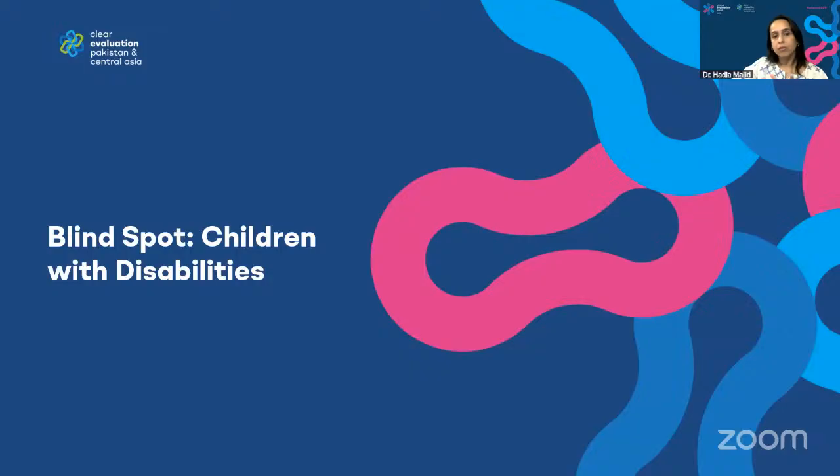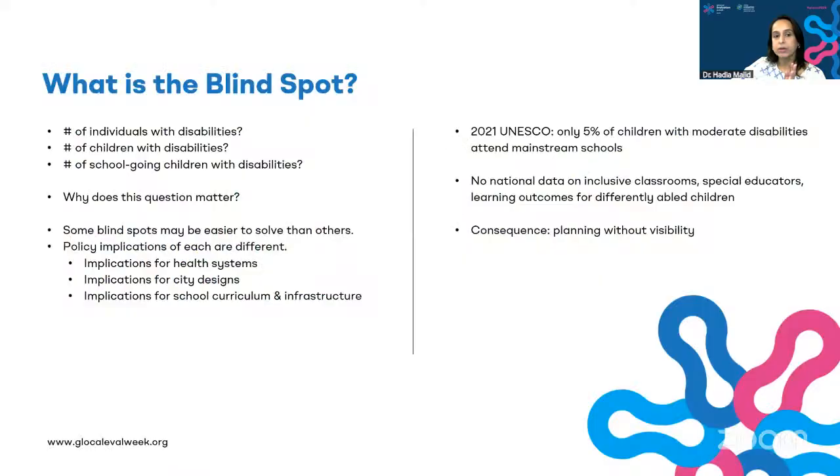So I'm now going to spend a little bit of time talking about these blind spots in a lot more detail. Now, what exactly is the blind spot? First, we have to think about that. So I've talked about differently abled individuals. Is the blind spot that we're not getting the correct number of individuals with disabilities? Or is the blind spot that we're unable to figure out what is the number of children with different abilities? Or is the blind spot that we don't know how many school-going children have disabilities?